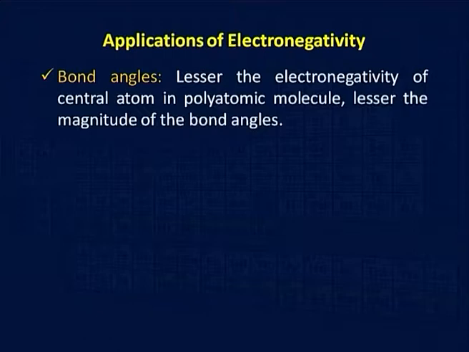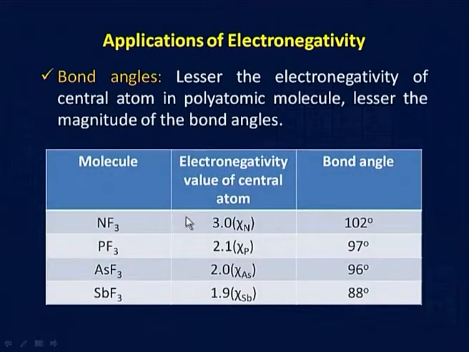Then the next application is the bond angles. If the electronegativity of the central atom is less in polyatomic molecules, the magnitude of the bond angle will be less. Here we find that in the case of nitrogen trifluoride, NF3, the electronegativity of the central atom nitrogen is 3 and the bond angle between nitrogen and fluorine is 102 degrees. So, this bond angle is high.